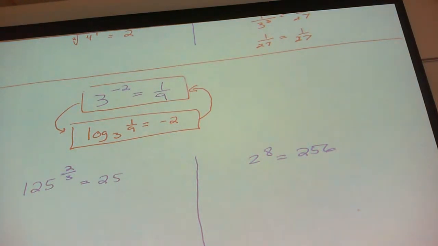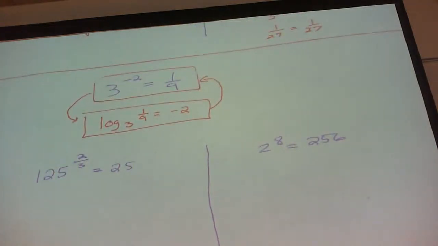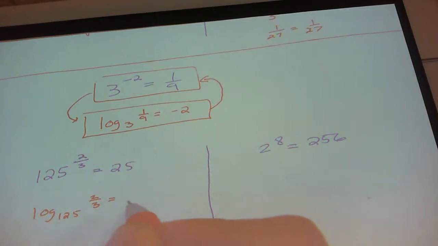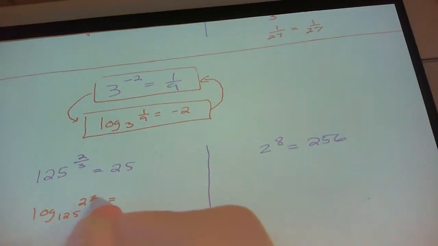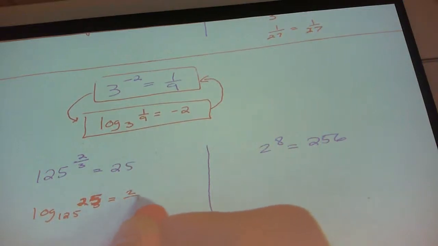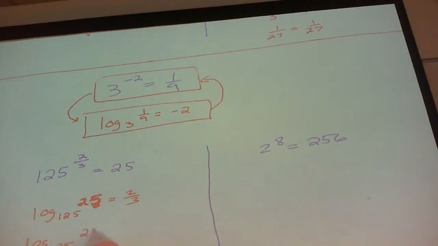All right. So if we have 125 raised to the 2/3 equals 25, this will be log, what's the base? 125. What's the number on the inside? And what does it equal? Just 25. And it equals 2/3. So that's log base 125, with 25 on the inside, equals 2/3.